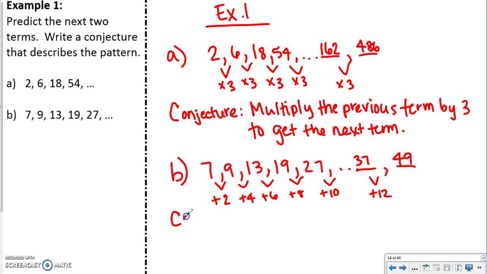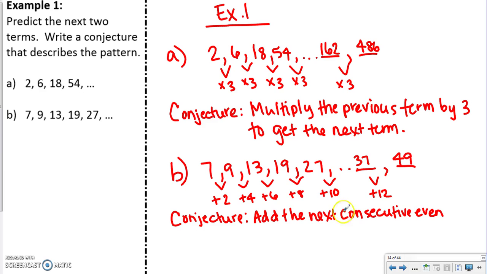Now we have to write the conjecture. And again, you have to say the previous term and next term in there. So you would say something like add the next consecutive even number to the previous term to get the next term.